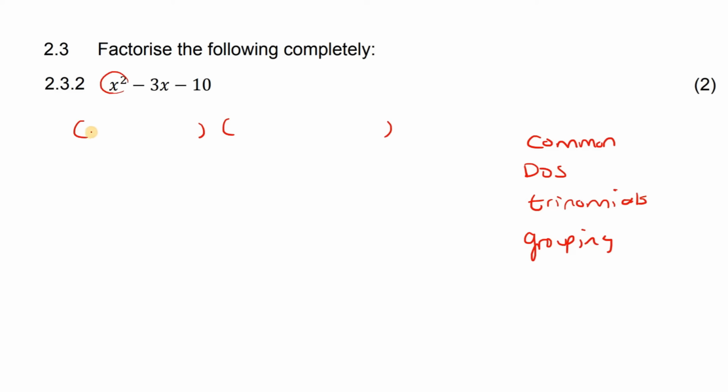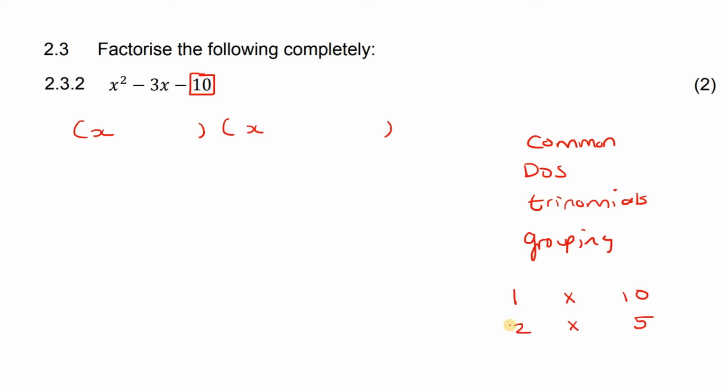Now, x times x over there. Now, for this next part, you look at the 10. You don't have to worry about the negative. You just look at the 10, and you write out all the different factors, or the different ways of making 10. You could say 1 times 10, 2 times 5.